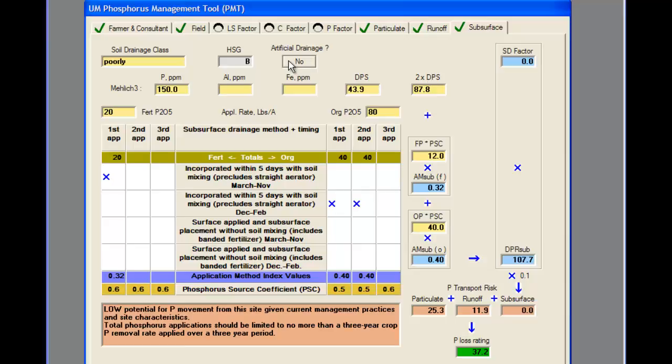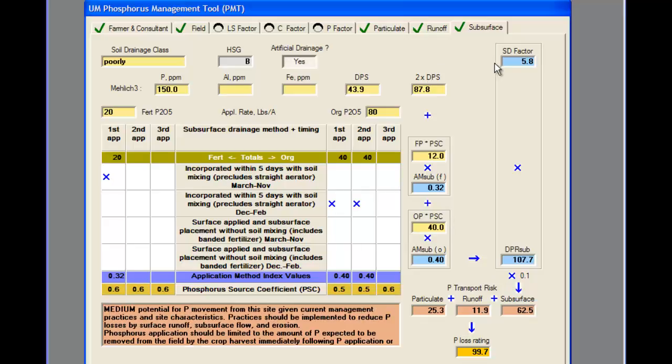If the field is not artificially drained, the default value is no, and the subsurface drainage transport factor will be 0, and therefore the subsurface risk component of the PMT will be 0 as well. If the field is artificially drained, select yes, and the subsurface drainage transport factor will be calculated.